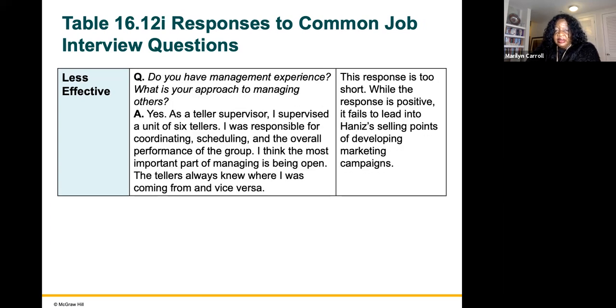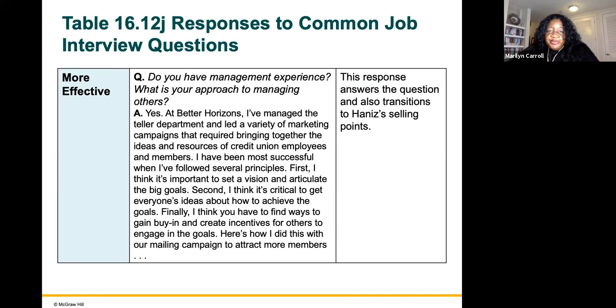Do you have management experience? She can talk about it this way. I'm going to stop on this one for a minute because a lot of people will say, no, I don't have any management experience. Here's a good way of talking about this. Do you have management experience? And what is your approach to managing others?